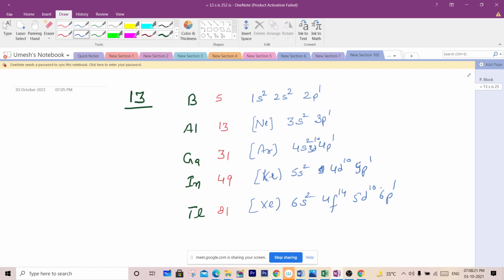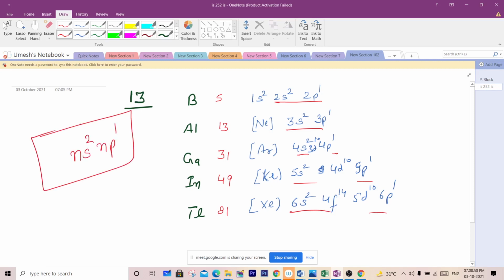Note it down. So you can see that their outermost shell has ns2 np1 electronic configuration.